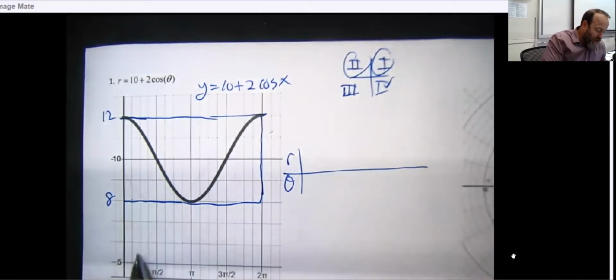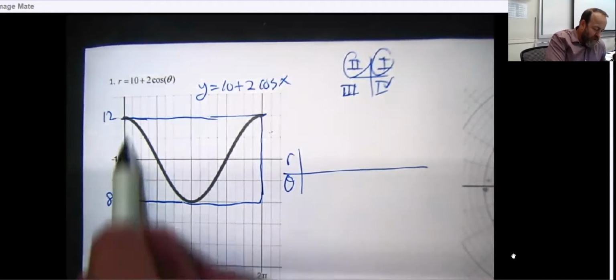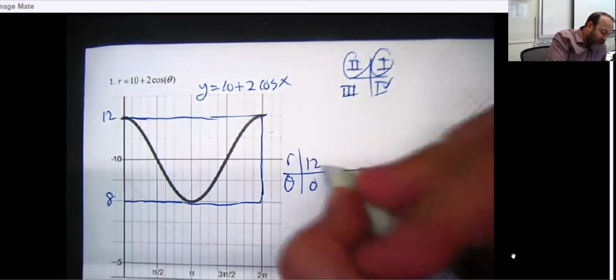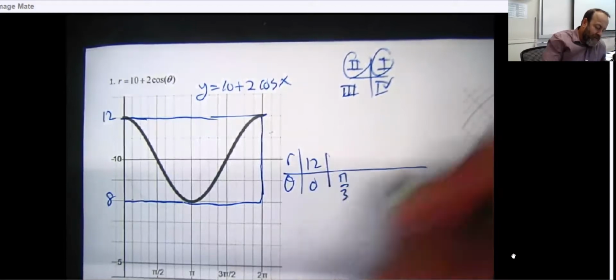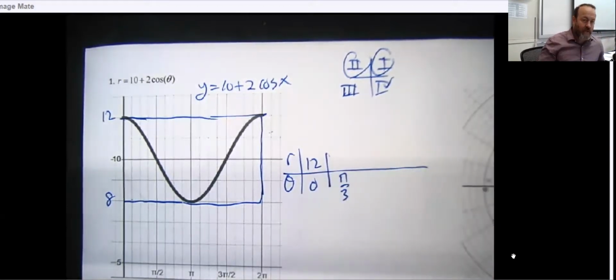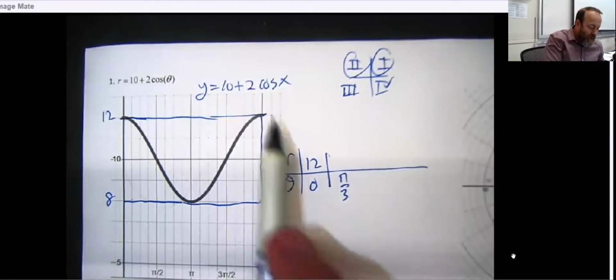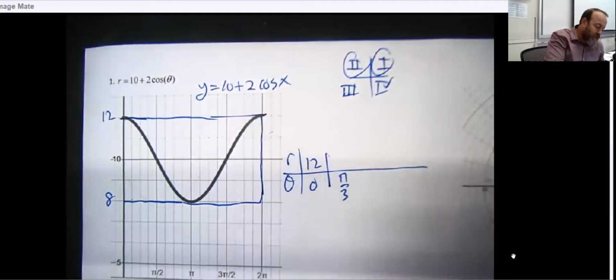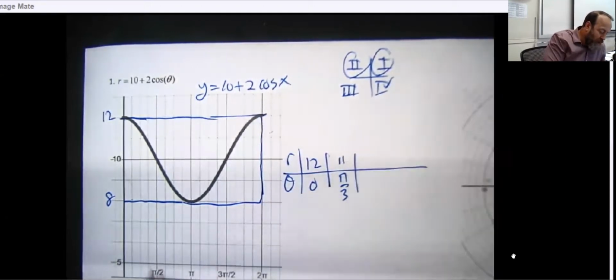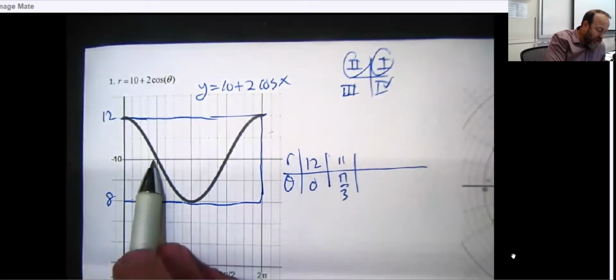I'm going to start right here and know that at angle 0, it had a radius of 12. Now, I personally love to add pi over 3s to the cosines because the cosine of pi over 3 is a half. It's the only rational number we have. So the cosine of pi over 3 is a half. Half of 2 is 1, so we would have 11. Then I'm going to grab easy numbers here. Pi over 2 gives us 10.